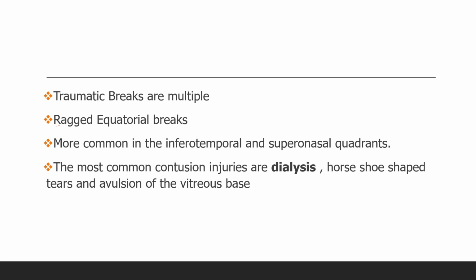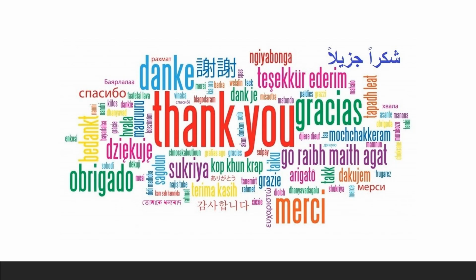So traumatic breaks are usually multiple. They can cause ragged equatorial breaks. They are more common in the inferior temporal and superior nasal quadrant, and the most common of the breaks that you find during trauma are the retinal dialysis. You can find even avulsion of the vitreous base, and of course you can have horseshoe shaped tears as well. So that was regarding the retinal tears, retinal holes and breaks.